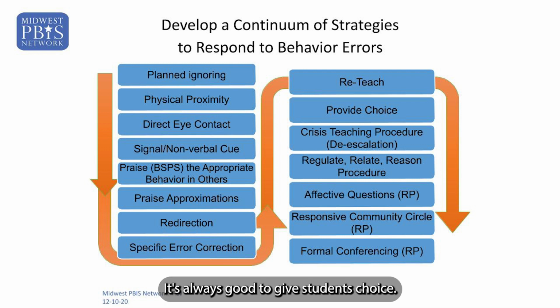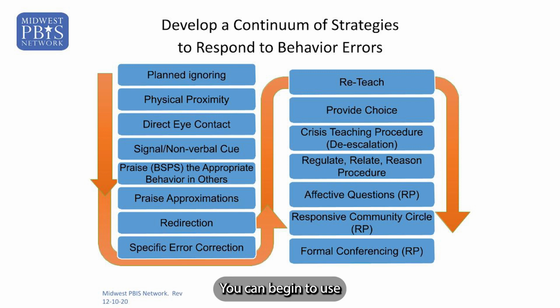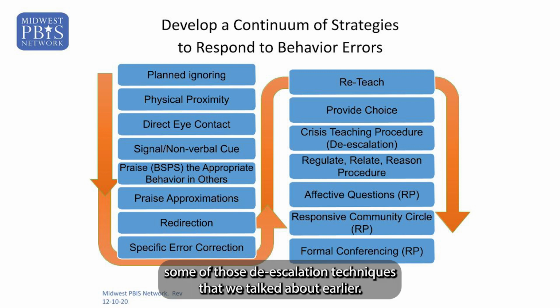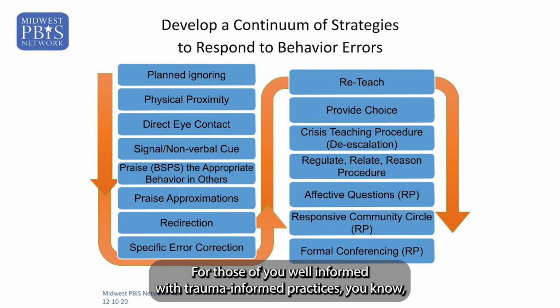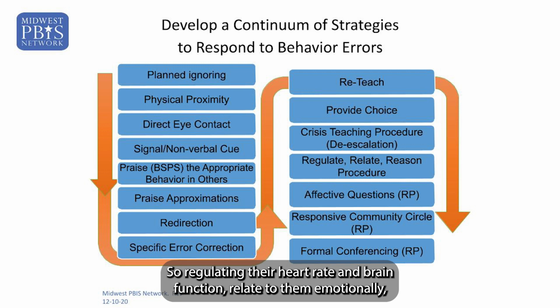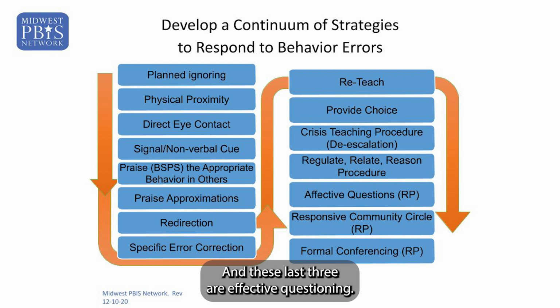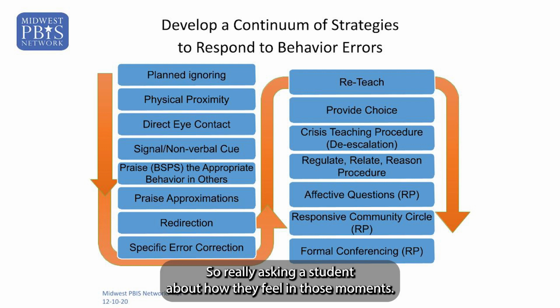It's always good to give students choice. They're more likely to comply with what you're asking if they've chosen one of the activities. You can begin to use some of those de-escalation techniques that we talked about earlier. For those of you well-informed with trauma-informed practices, you've heard the idea of regulating, relating, and reasoning with students. So regulating their heart rate and brain function, relate to them emotionally, and then you can start to reason with them. And these last 3 are effective questioning, so really asking a student about how they feel in those moments.